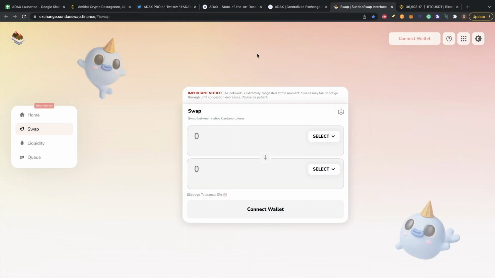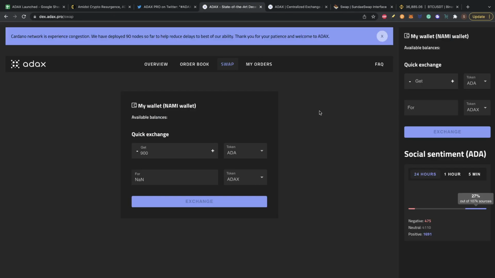So, how was this launch in comparison with the launch of SundaeSwap? The SundaeSwap launch was a failure in terms of the congestion and in terms of the inability to get the tokens on the swap or liquidity pools, but the UI was actually working right at the moment of the launch. That is not something that I can criticize on the launch of SundaeSwap. But for the launch of ADAX, I actually have my reservations regarding the UI.